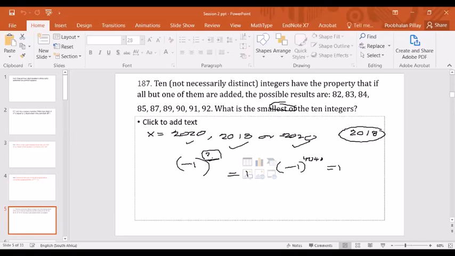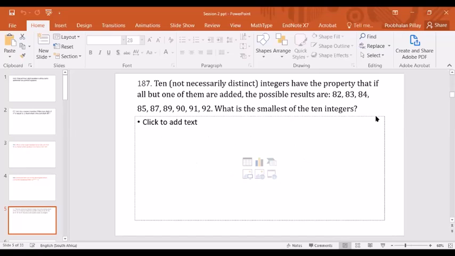So the next problem is this problem here. 10 integers, not necessarily distinct, have the property that if all but one of them are added, the possible results are, and you've got several results. And the question is, what is the smallest of the 10 integers?